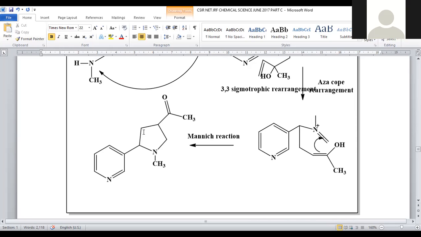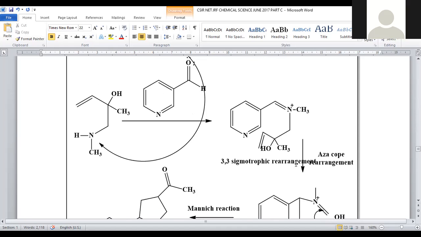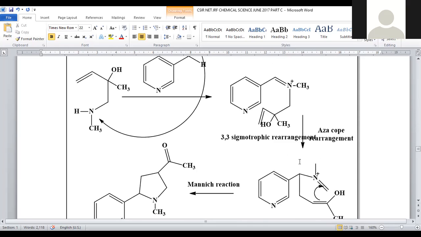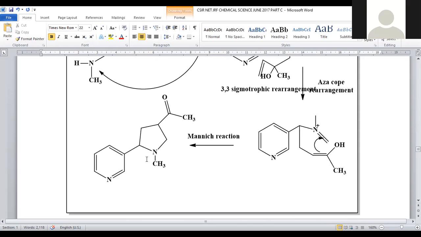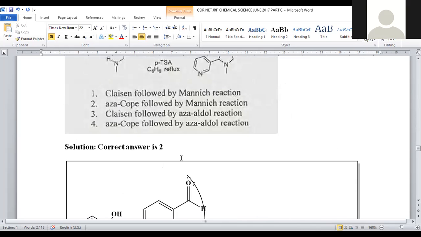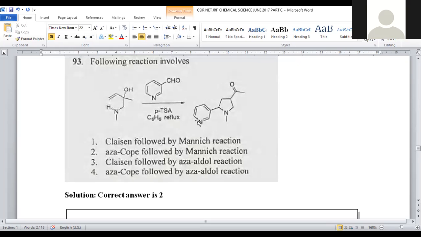Upon ring cyclization, we got a 5-membered ring through the process called the Mannich reaction. Here the reaction involved is called the Mannich reaction, right? So here a 3,3 sigmatropic rearrangement, which is called the Aza-Cope rearrangement, followed by the Mannich reaction, is performed in the reaction. So that final product, this pyridine pyrrolidine derivative, will be generated. So option number 2 is the exact named reactions which participated in this reaction.